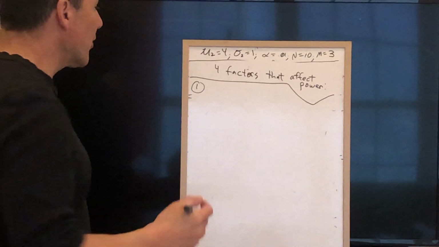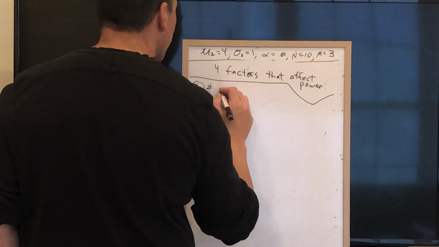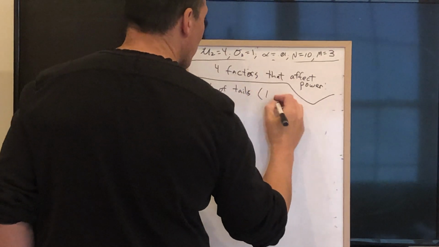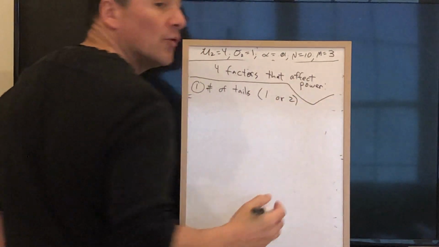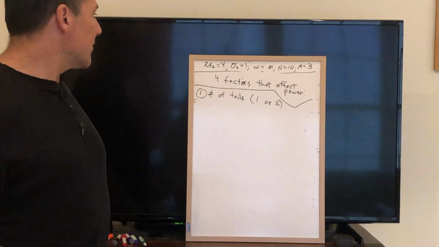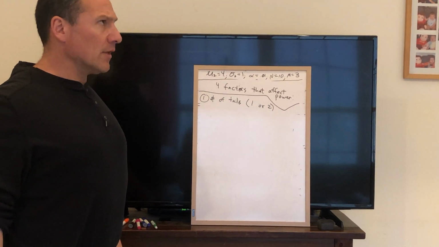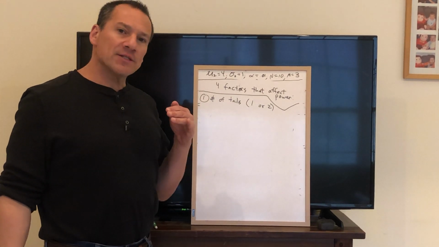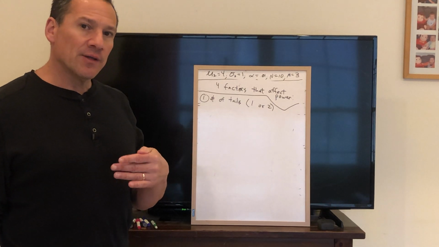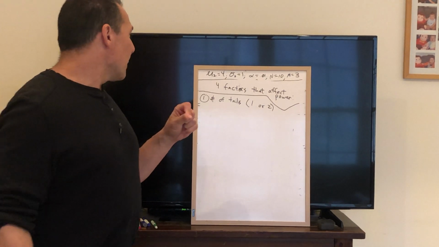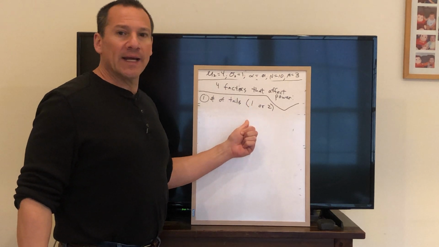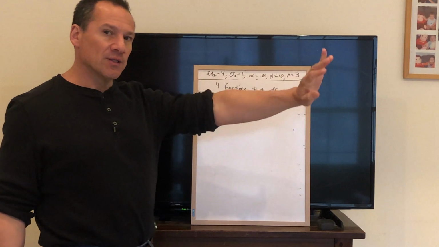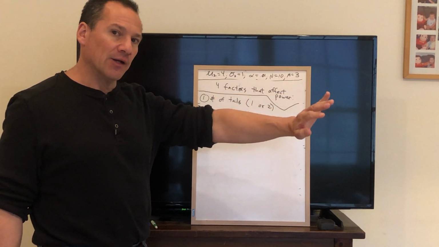One thing that affects power is the number of tails. One or two. Remember from the prior chapters, a couple chapters ago, chapter 6, I think, chapter 7 maybe, we talked about the fact that a hypothesis test could be directional or non-directional. If it is directional, that means that you have what's called one tail. A one-tail test, and you're only interested in rejecting the null hypothesis based on one particular tail of the comparison distribution.